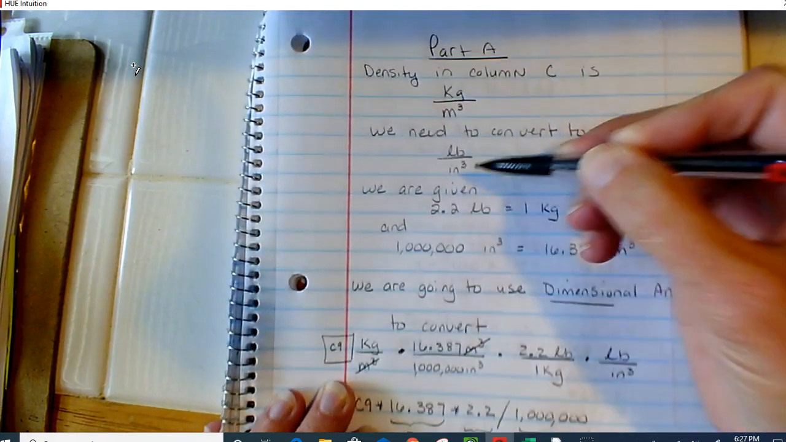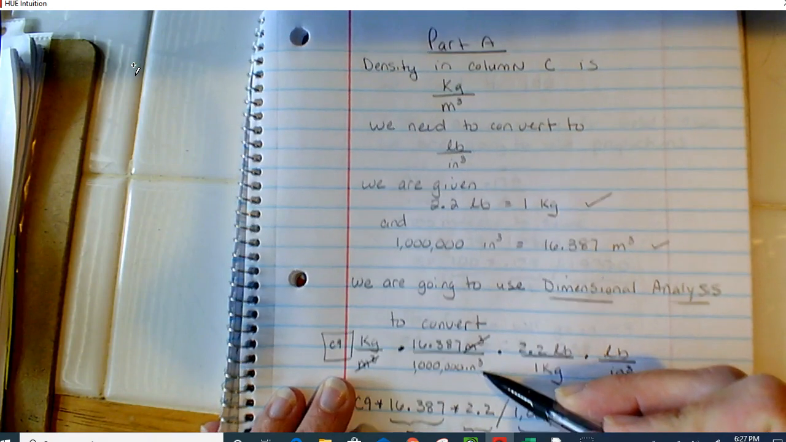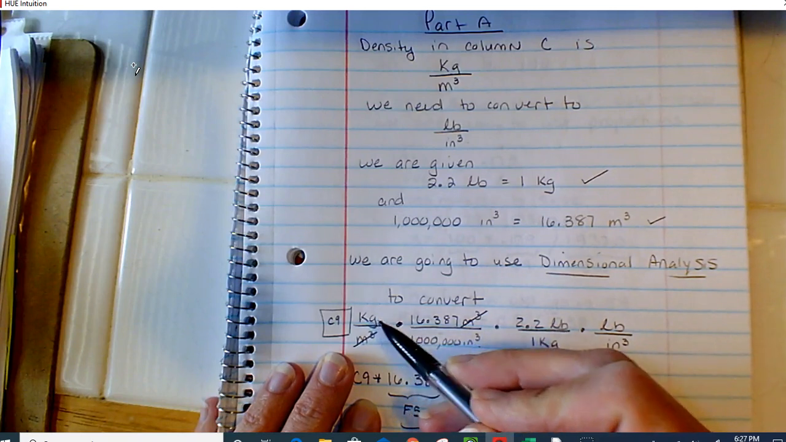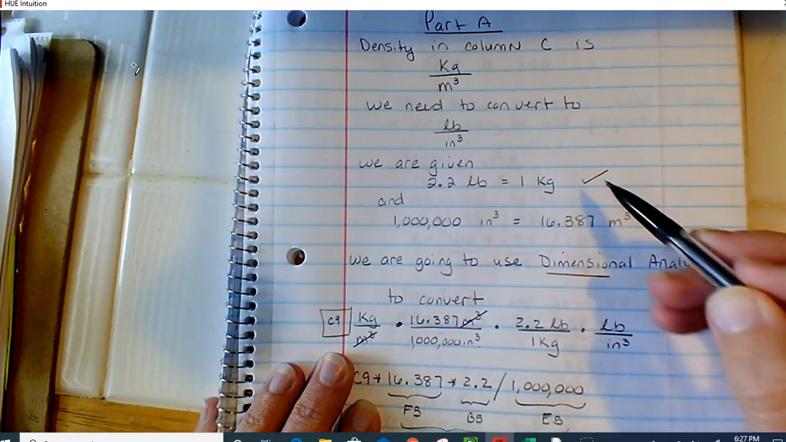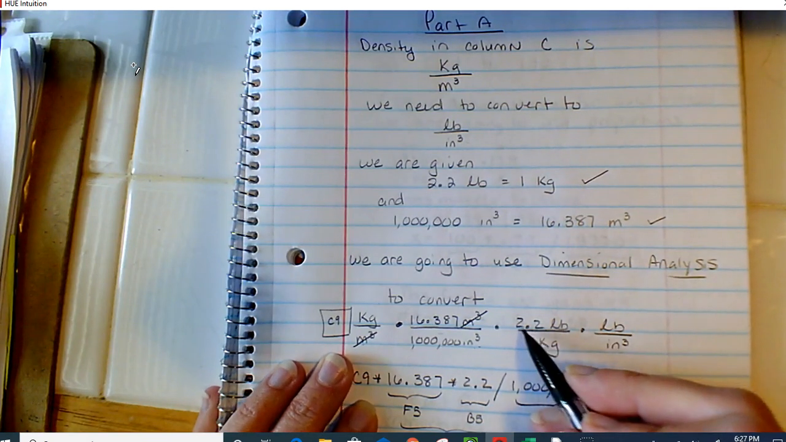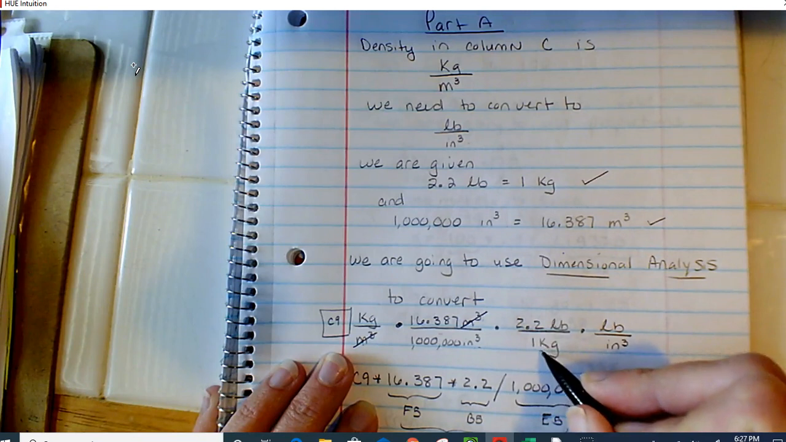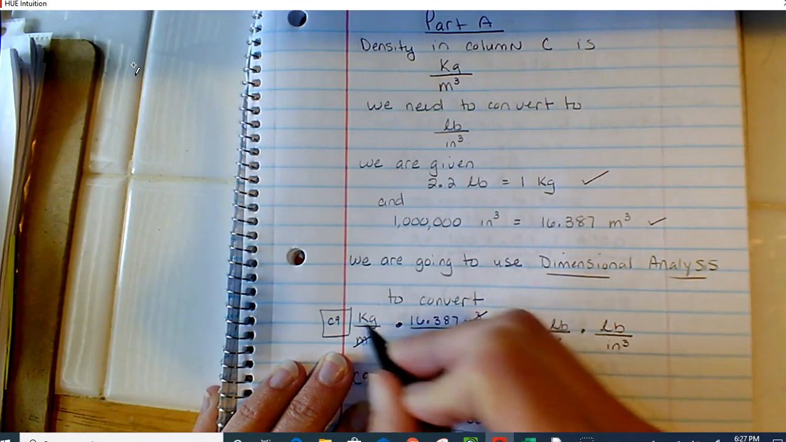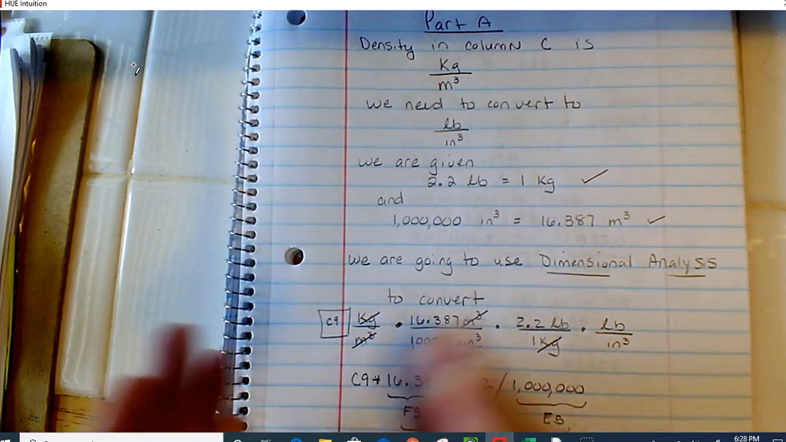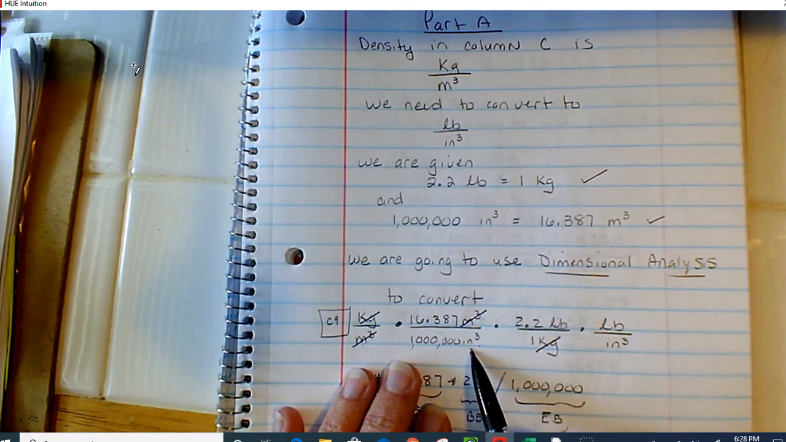Remember, what I'm trying to get is inches cubed on the bottom, and now I have inches cubed on the bottom of my fraction. Now I need to convert the kilograms into pounds. So I'm going to use my other conversion, 2.2 pounds equals 1 kilogram, and write it as 2.2 pounds over 1 kilogram. Now the kilograms cancel out, and I'm left with pounds. Once I do all of this, I'll end up with pounds over inches cubed, which is what I want.